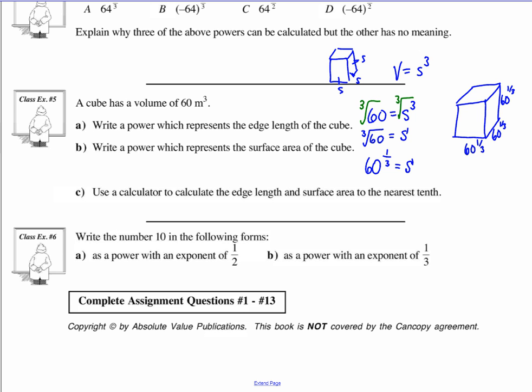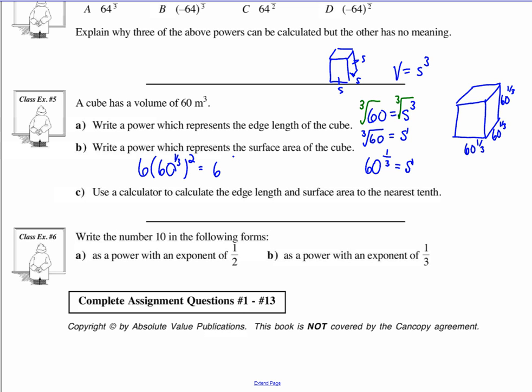Are we going to do surface area? Do you remember surface area of a cube? What do we know about all 6 sides? Will they have the same area? Yeah, so there's 6 of them. And what's the area of one side? How would you get that? Yeah, side squared, because are they the same length? So it would be 60 to the power of 1/3 squared. So 60 to the power of 1/3 all squared.